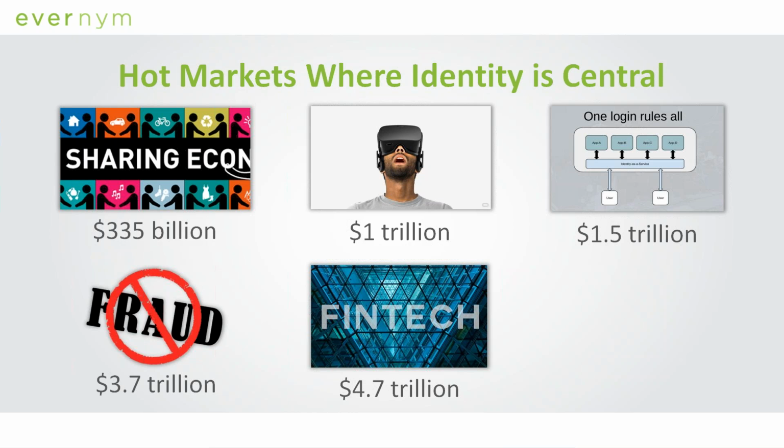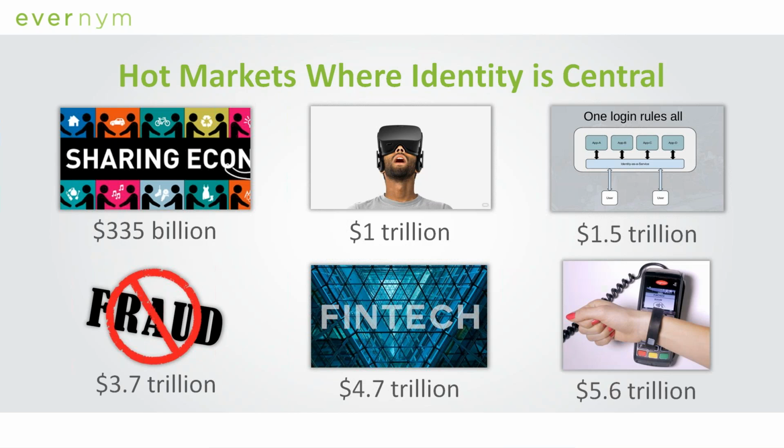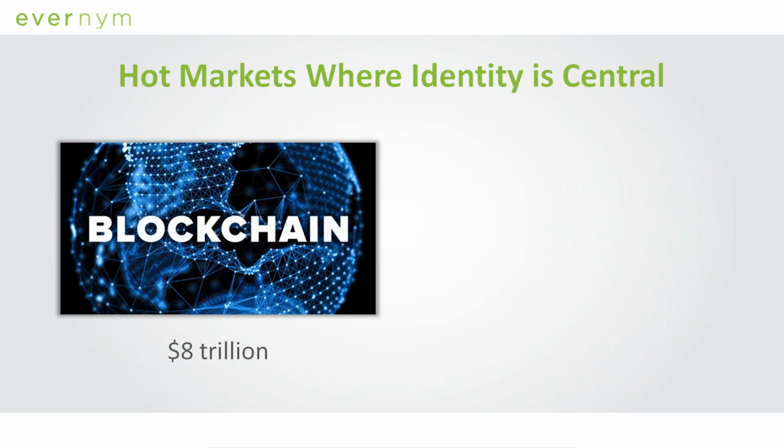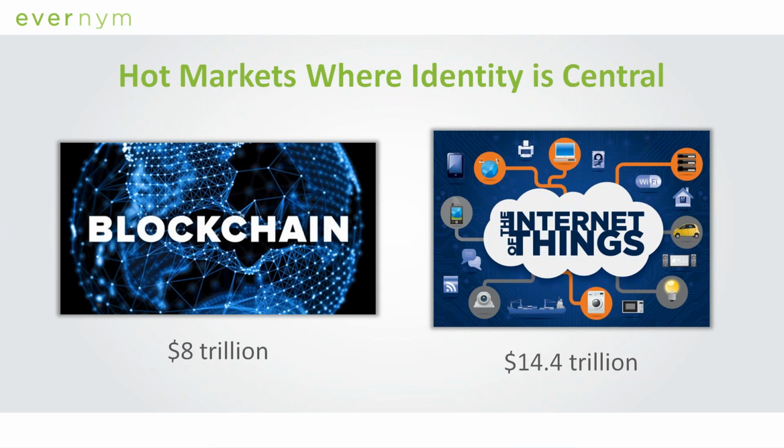FinTech, nearly $5 trillion, and I've got the sources for all of these numbers. Biometric payments estimated to be $5.6 trillion. Blockchain, which crosses over into a lot of those industries, $8 trillion. And guess what? If blockchain doesn't solve identity, then all these different blockchains that you interact with, you're going to have to have a different one. Same problem all over again.